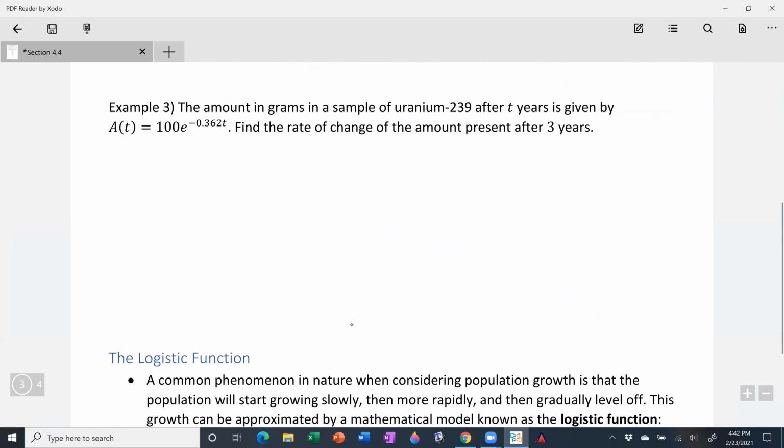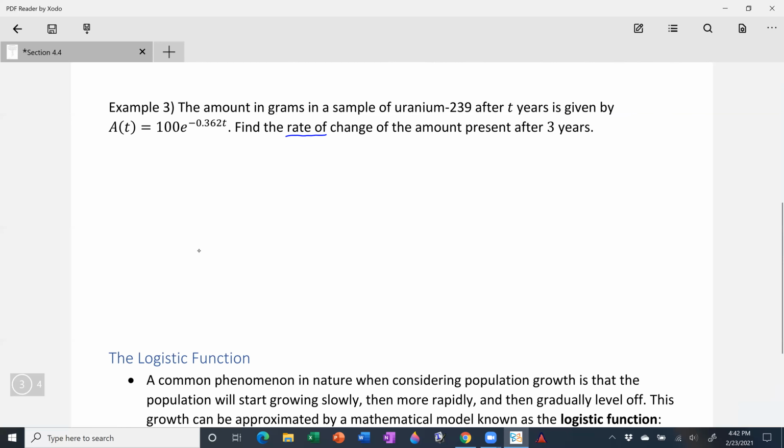Okay, example 3, and then I'll make a separate video when we talk about the logistic function. So in example 3, the amount in grams of a sample of uranium-239 after T years is given by that function, okay? So amount in terms of T. Find the rate of change of the amount present after 3 years.